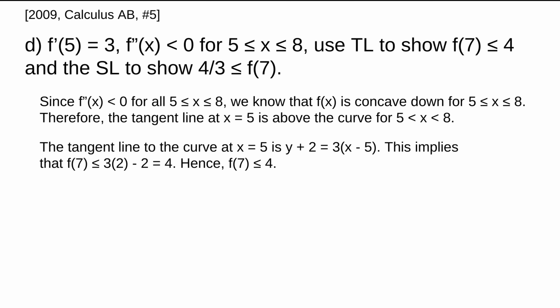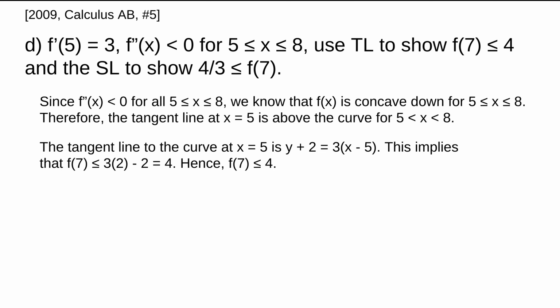Okay. Well, what is the equation for that tangent line? Well, we're given that f prime of 5 is equal to 3. We know that the y value at x equals 5 is negative 2. So we can write the equation of the tangent line at 5. Right? So the equation of the tangent line at x equals 5 is y plus 2 equals 3 times x minus 5.